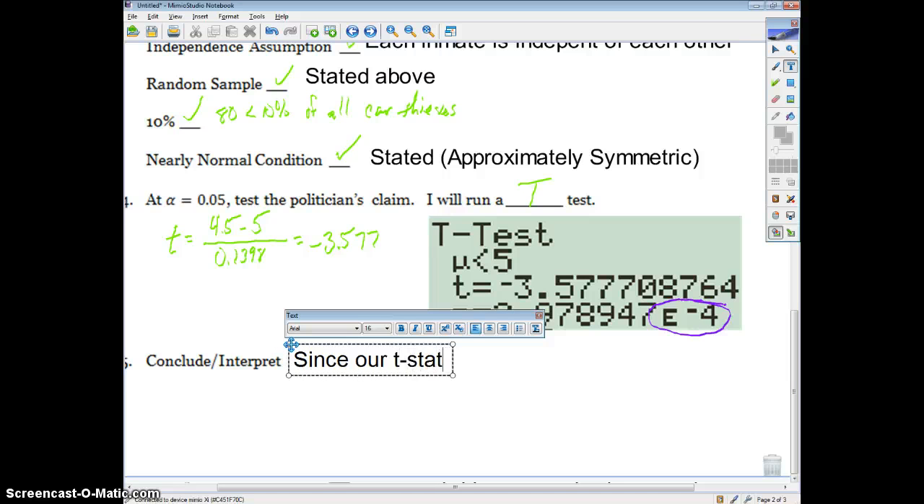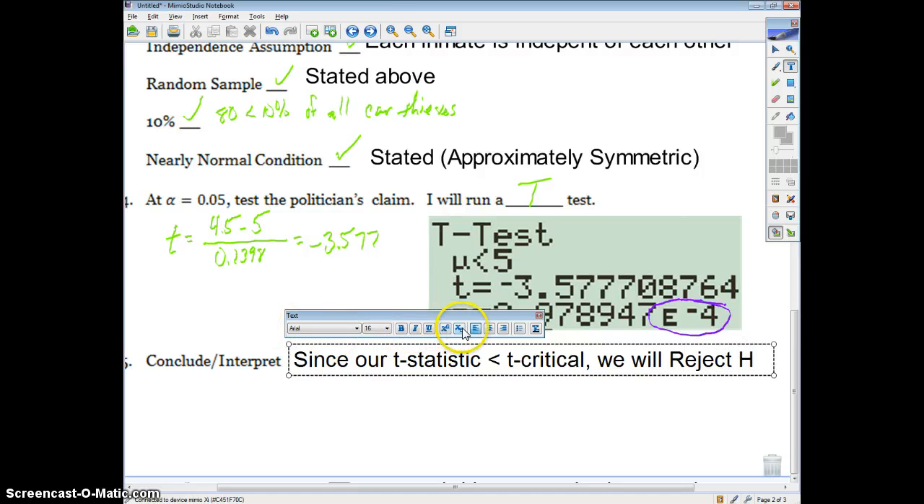Okay, so since our t statistic is less than the t critical, we will reject the null hypothesis. And remember, we talked about this yesterday. Okay? You can't just say reject the hypothesis. It's the null hypothesis, the H0. Okay? That's one way that you could write it.